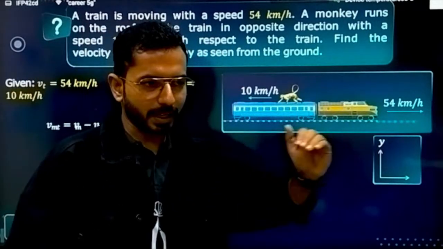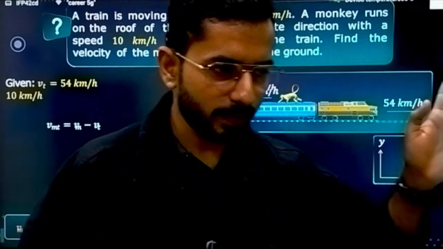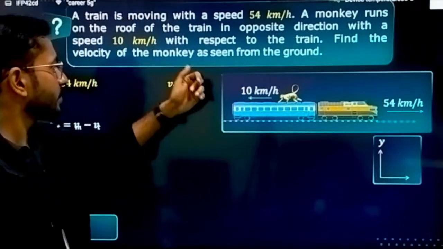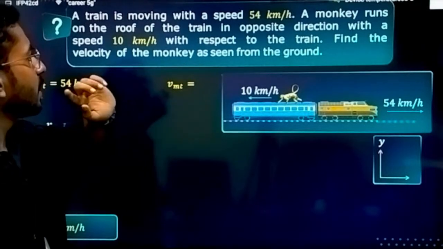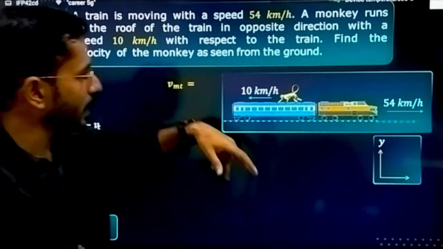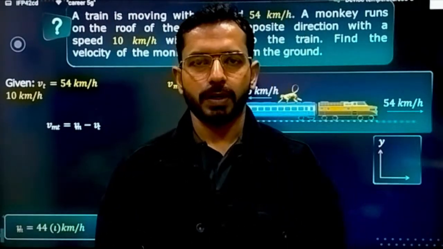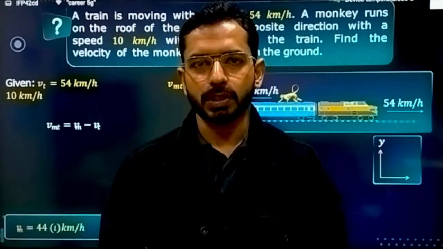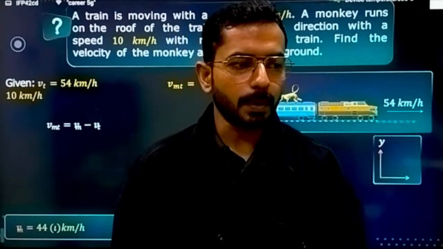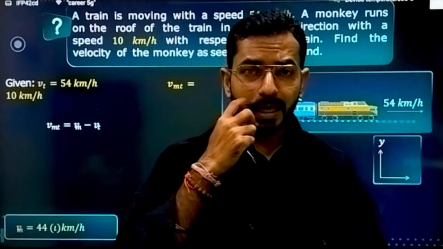There is a monkey that is moving in the opposite direction with 10 km per hour. Okay, it would die if it were an electric train. Still, it is moving in the negative direction at 10 km per hour with respect to the train. Find the velocity of the monkey as seen from the ground. As seen from the ground, let's assume that you are standing on the ground and watching this motion. What will you feel is the speed of the monkey?